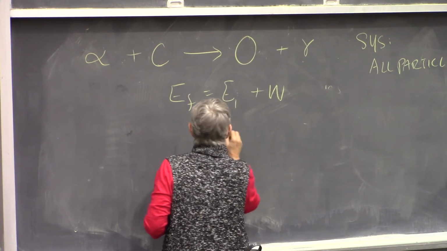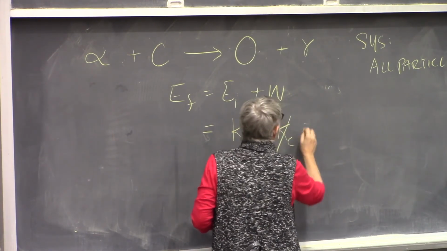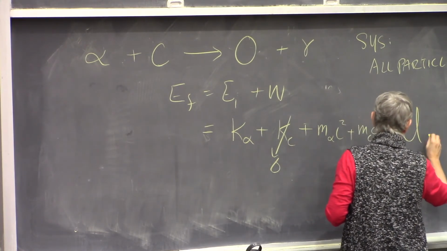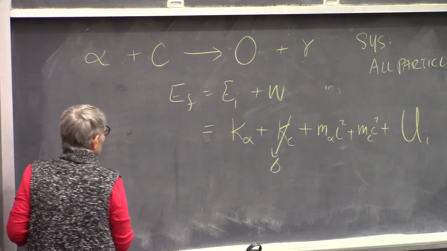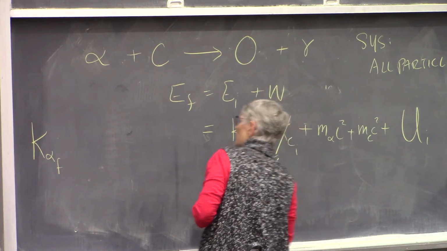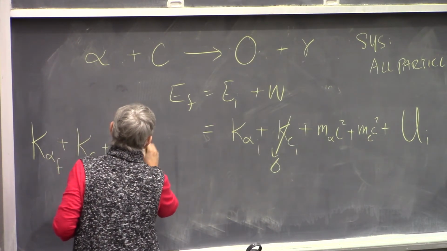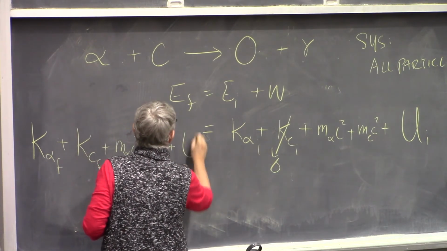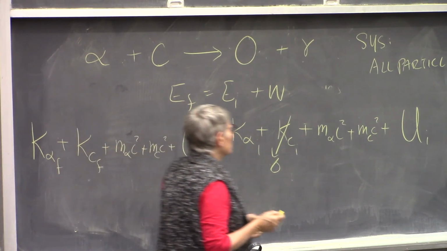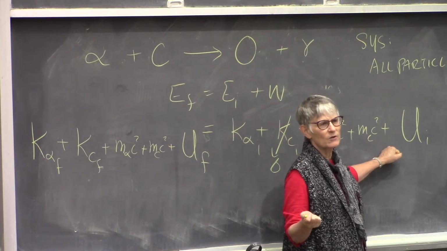No work done on the system here, so we have the kinetic energy of the alpha particle plus the carbon is at rest, plus m alpha c squared plus m carbon c squared plus U initial. And over here the reaction hasn't happened yet, so we have the final kinetic energy of the alpha particle plus the final kinetic energy of the carbon plus the same rest energies because they haven't changed. So what else is zero here? Well, we're assuming the alpha particle and the carbon nucleus are far apart to start with, right?